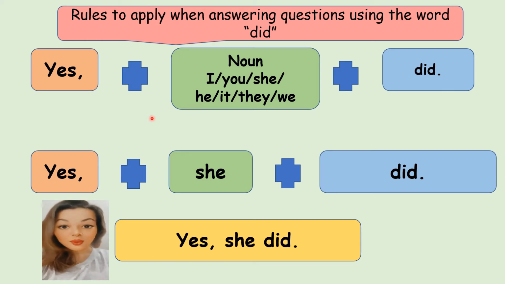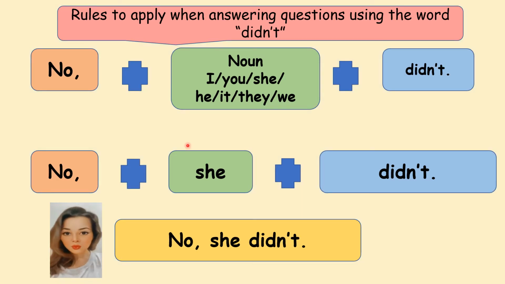So what we will get is yes, comma, and we will use the word she as an example here, and the word did, full stop. So you will get yes, she did. Yes, she did. Did she swim? Yes, she did.